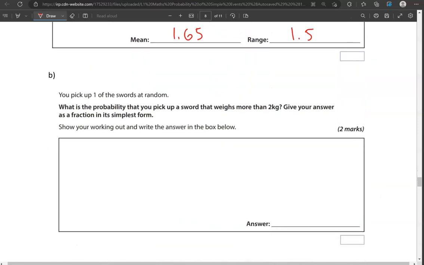You pick up one of the swords at random. What is the probability that you pick up a sword that weighs more than 2 kilograms? Give your answer as a fraction in simplest form.